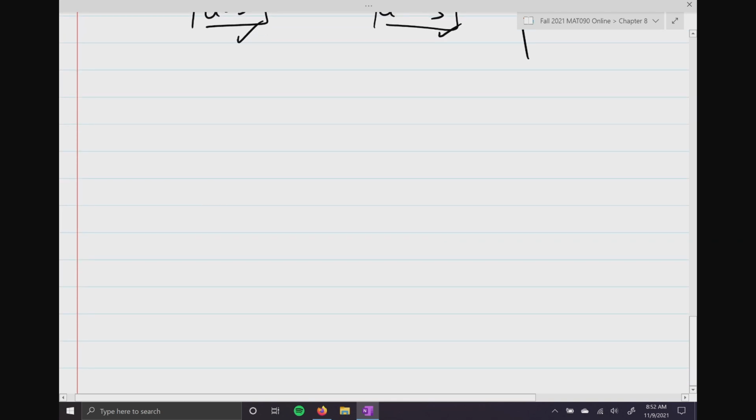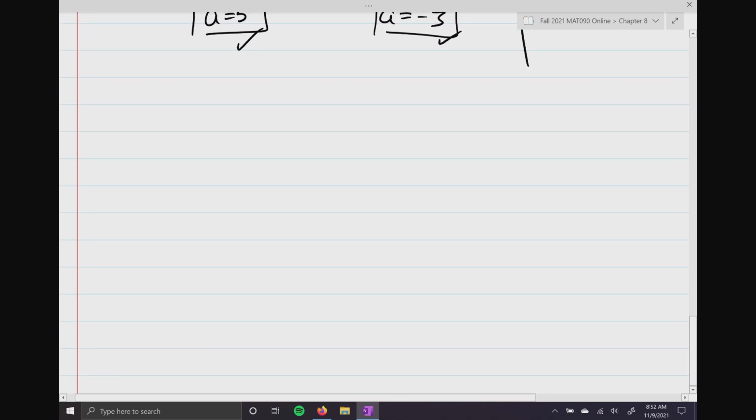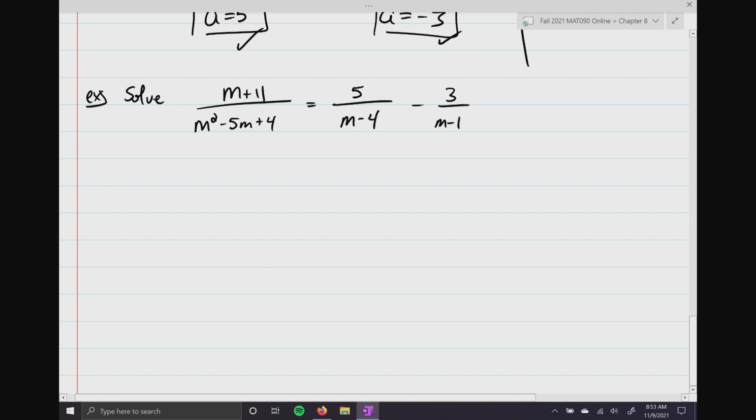All right. So the next question we're going to look at really drives home this entire section. Okay? So we're going to take our time with it. So we're going to solve (m + 11)/(m² − 5m + 4) = 5/(m − 4) − 3/(m − 1). Okay?